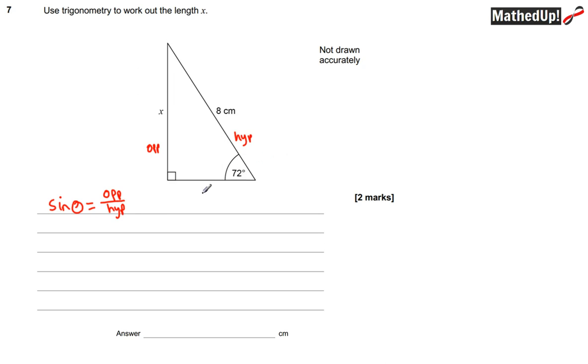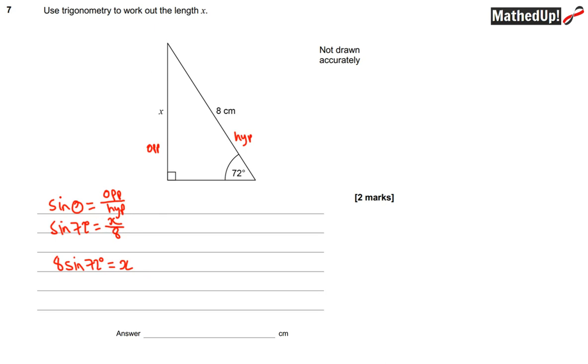Now I know my angle is 72, so over here I can say that the sine of 72 degrees is going to be equal to my opposite side, which is x, divided by my hypotenuse, which is 8. So it's going to be equal to x divided by 8. Now I can rearrange this by multiplying both sides by 8. So I know that 8 sine 72 is going to be equal to the side x.